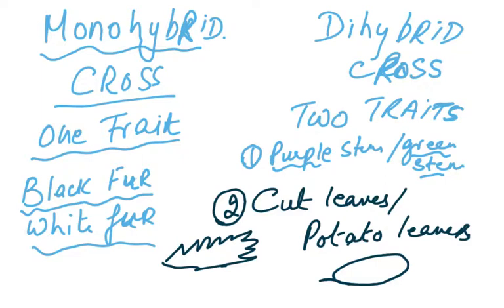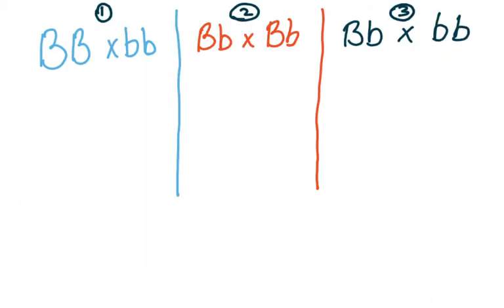These would be traits on separate chromosomes. The gene for the stem color would be on one pair, and the edges of the leaves would be on another pair, somewhere here. The locus would of course be defined where it is present. So we're going to be discussing monohybrid and dihybrid cross.